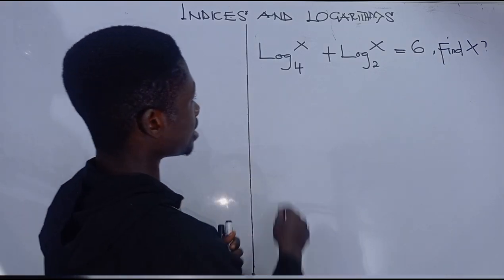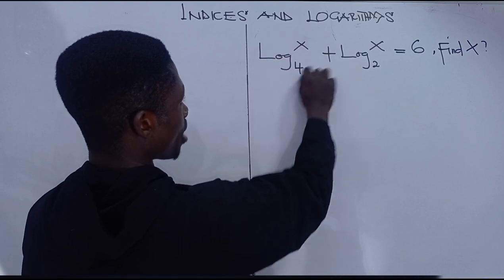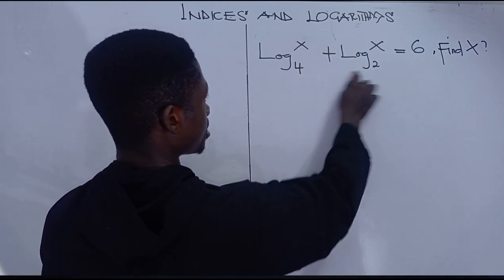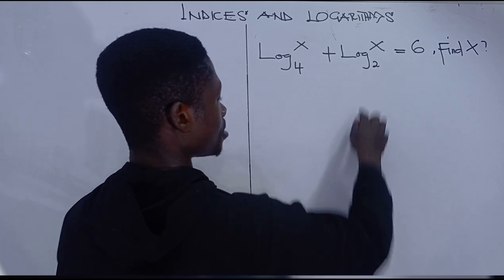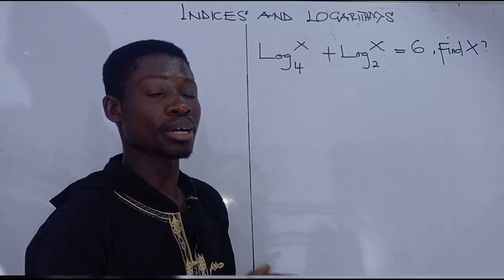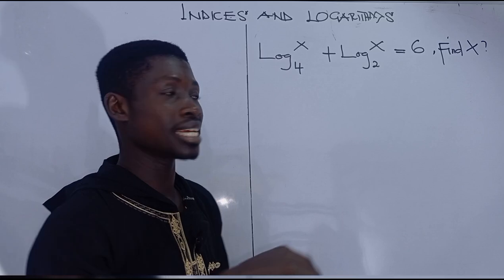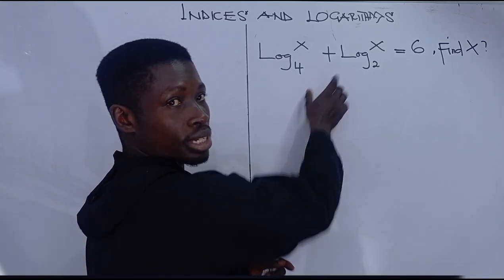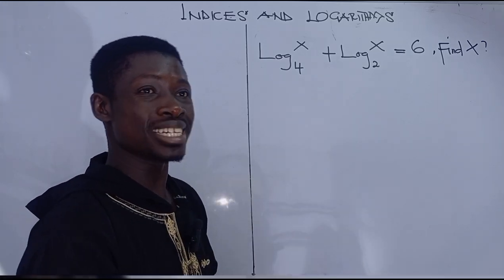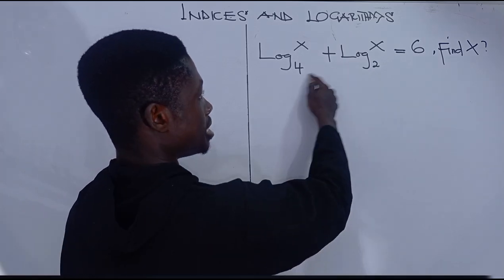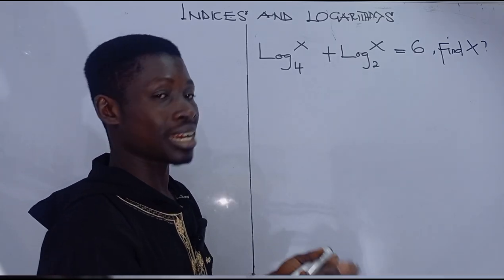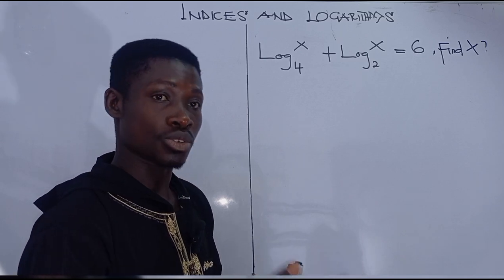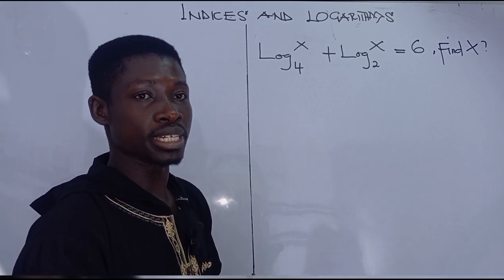But you agree with me that the bases of these two logarithmic expressions are not the same. We have a base of 4, we have a base of 2. So at this point, we can't apply the multiplication law directly. But what we are going to do instead is to balance the bases. We want the bases to be the same. And how do we balance the bases? We can do that through the change of base approach.